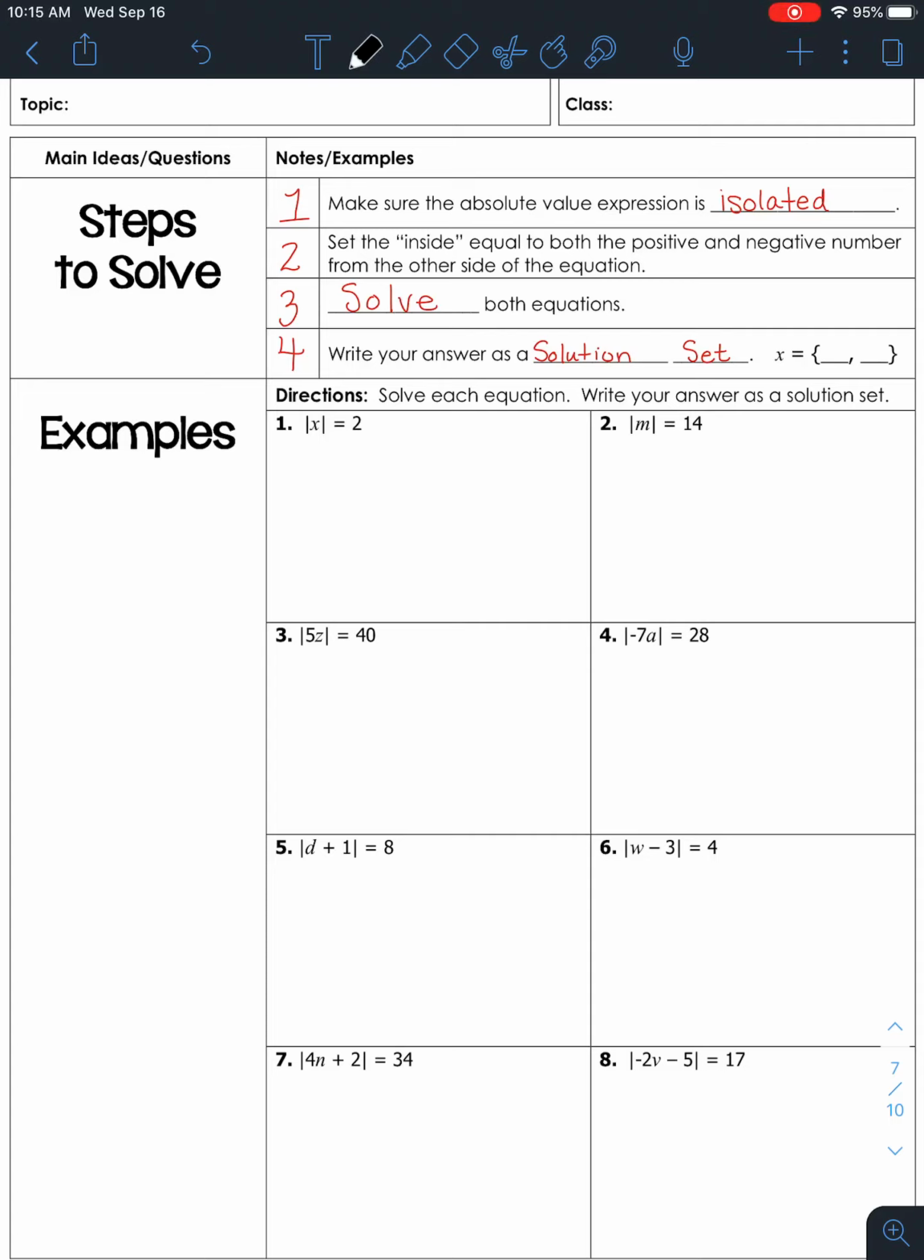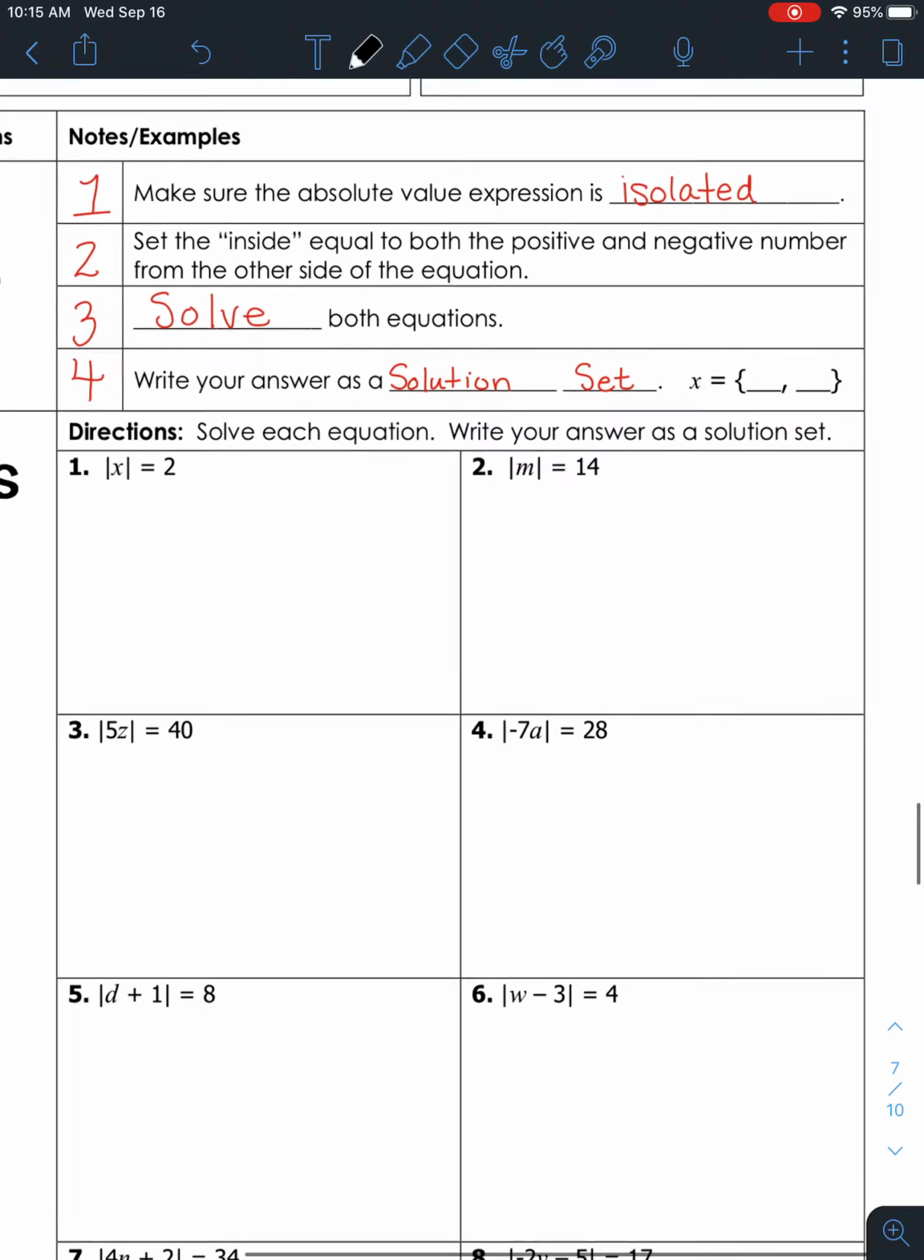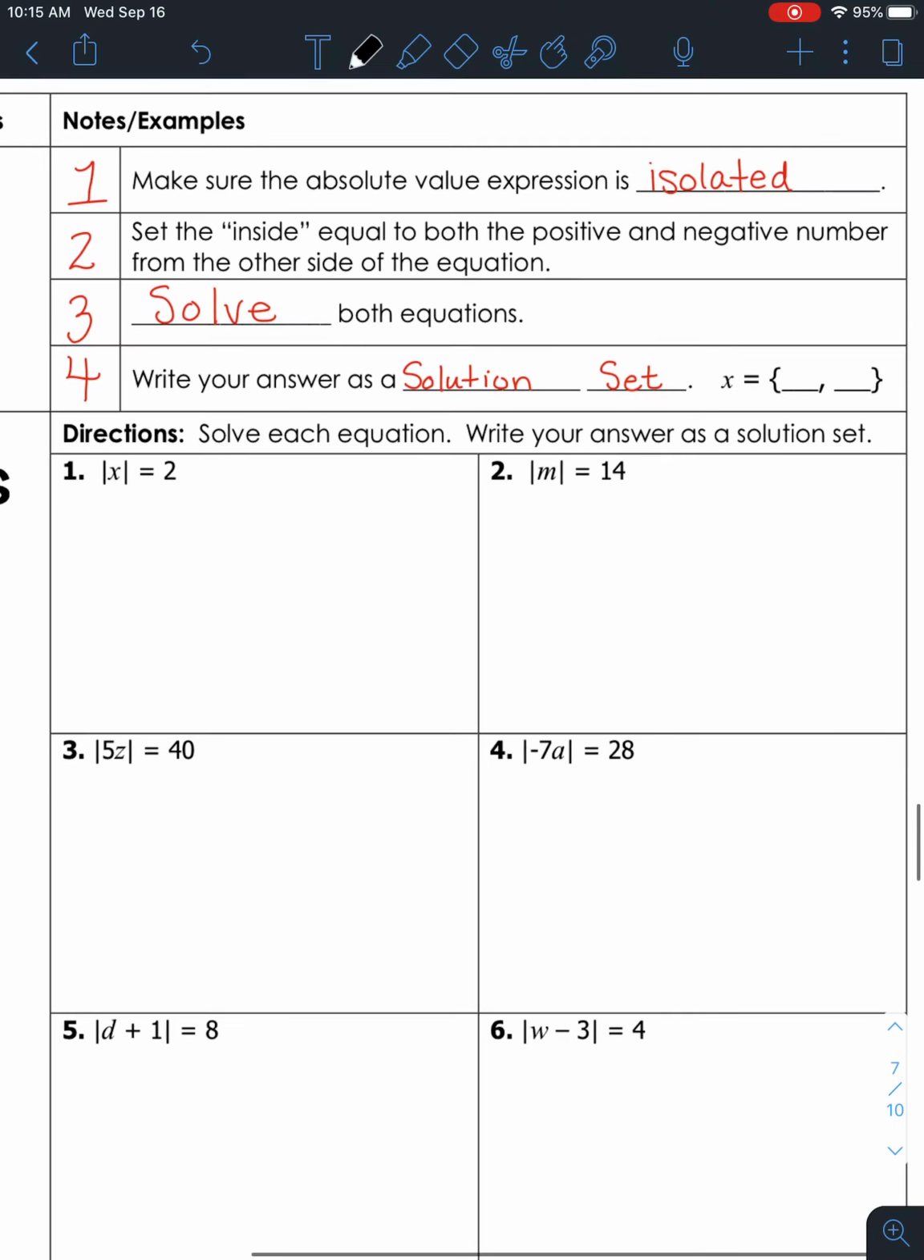All right, today's lesson is going to be over absolute value equations. So let's look over here and see what the steps are to solve. The first step we're going to do is make sure that your absolute value is isolated, meaning there's nothing on the outside of that absolute value, everything is off to the other side.